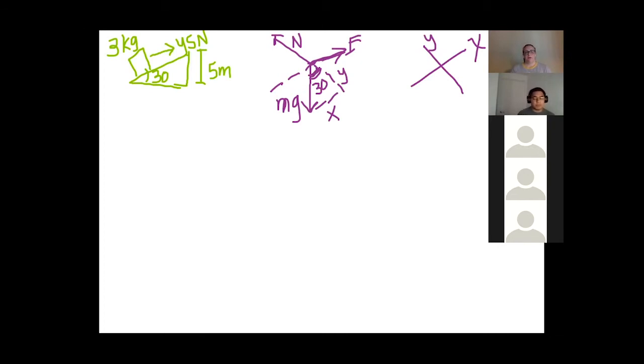So then working from here, we can write out our Newton's law equations. So in the x direction, we have our pulling force. And we also have our x part of the weight. So that would be mg sine of 30. And this would be equal to ma. And as we know that it is accelerating up the ramp, I cannot cancel out that a. It does have some value of acceleration.